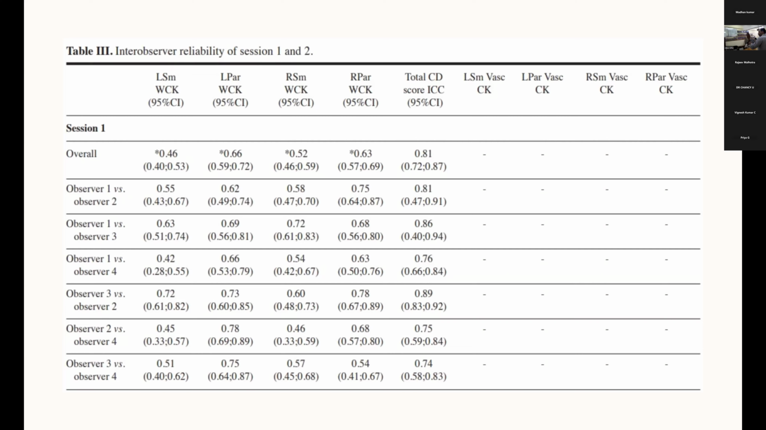But when it comes to the total CD score, that is a continuous variable. So what have they used for that? They've used the intra-class correlation coefficient to interpret that score. So this was all done for session 1, which was done at the very beginning.